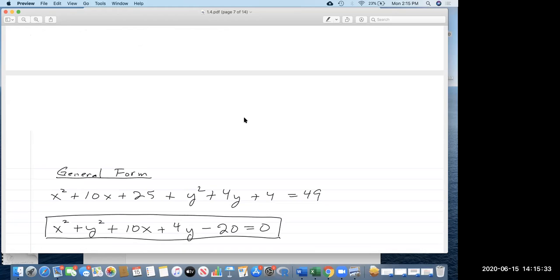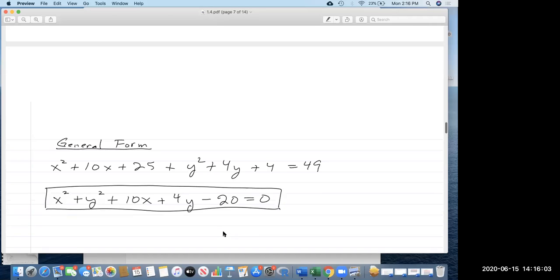So lastly, let's simplify this. Let's write this in descending order. So I have x squared plus y squared plus 10x plus 4y plus, well, 25 plus 4 is 29 minus 49 is 20. And so minus 20 equals 0. So that is the general form for the equation of your circle.